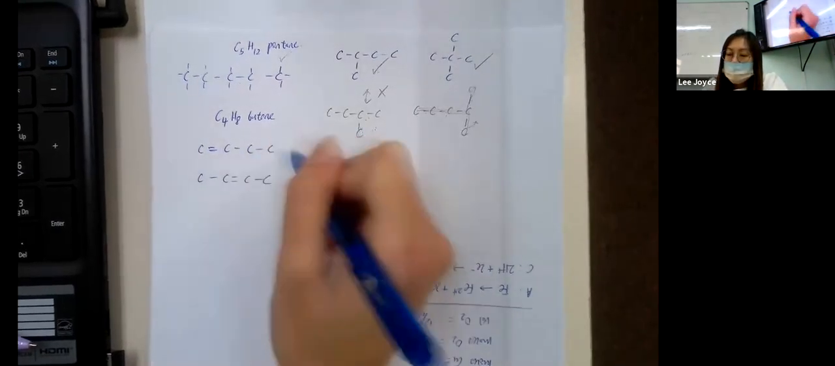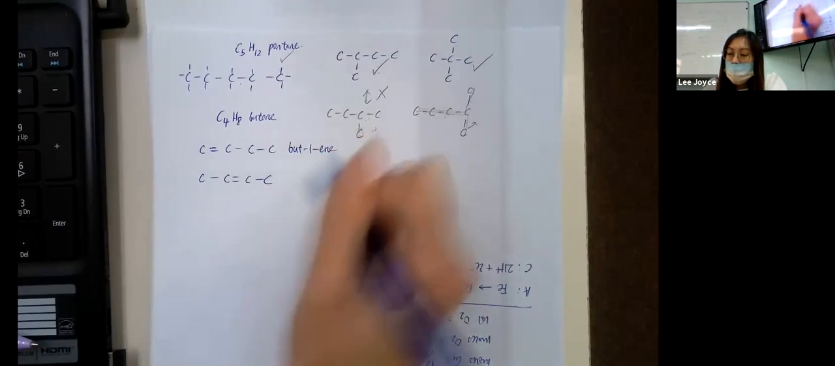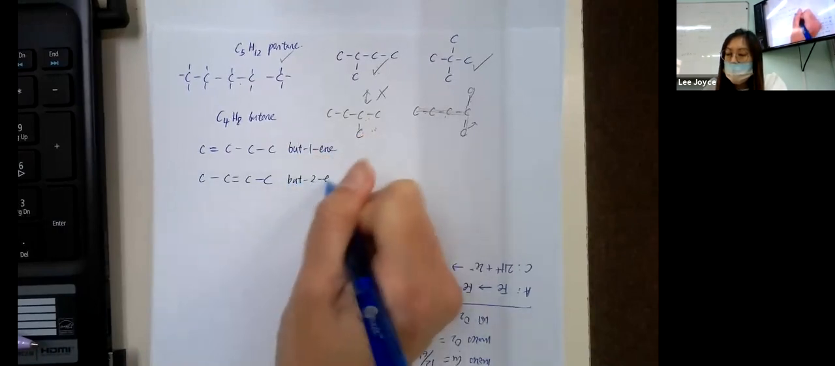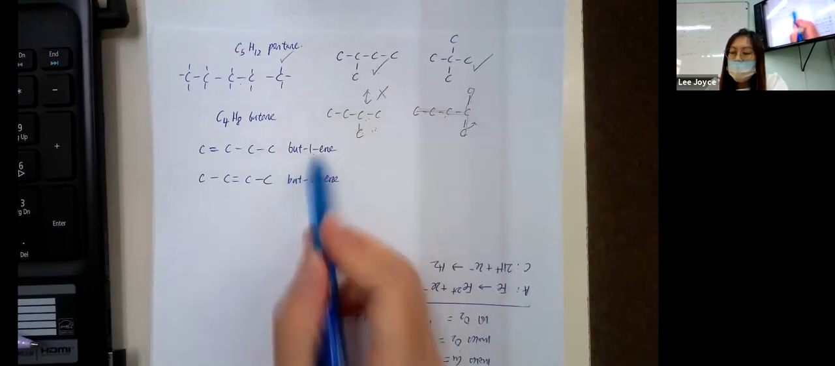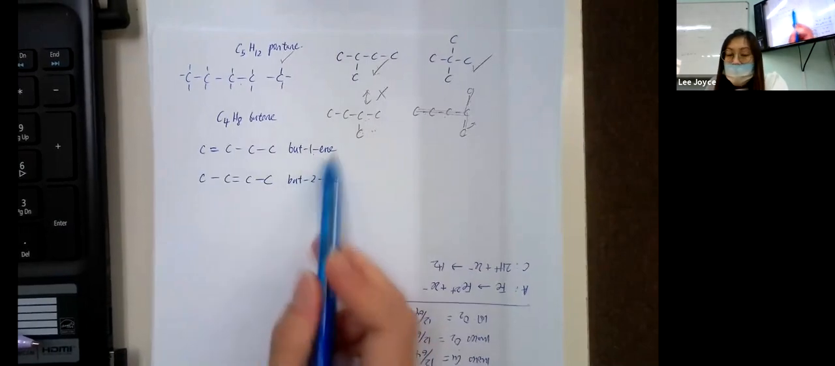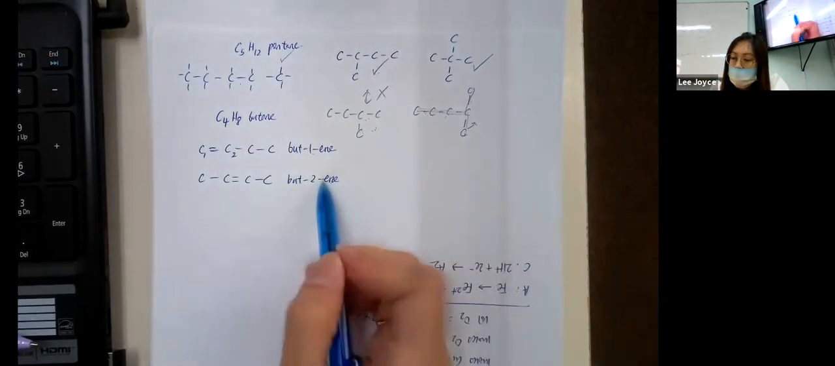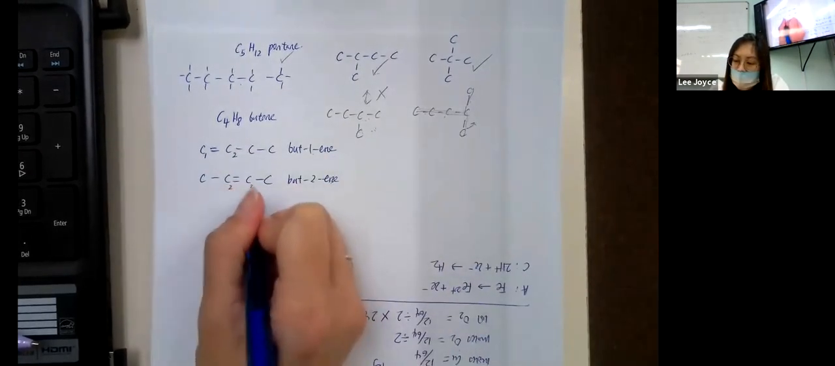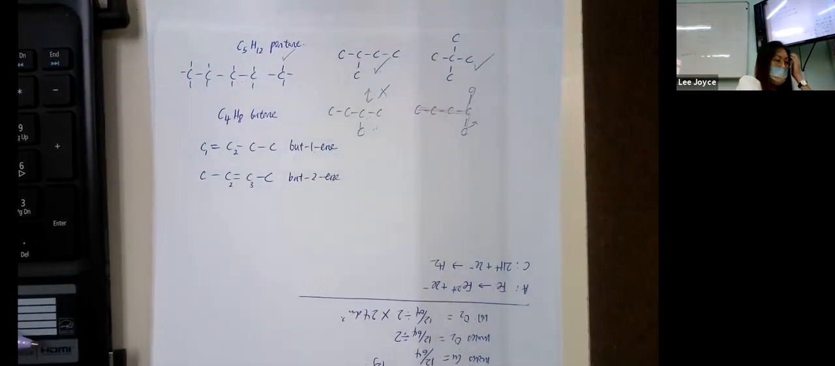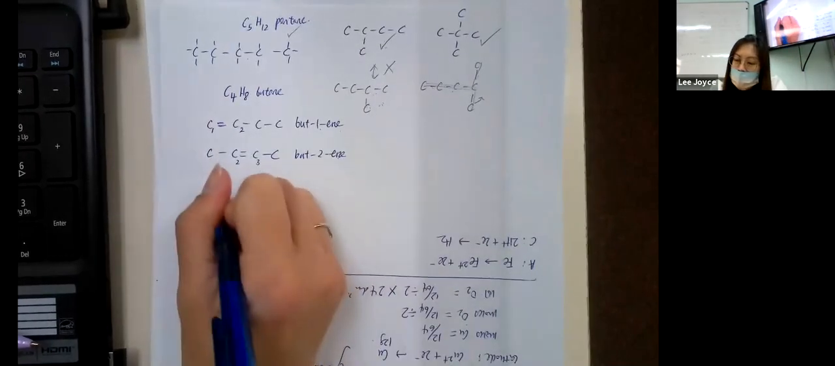For example, we call this but-1-ene. The second one is called but-2-ene. The 1 and the 2 are put in between the names because of the functional group. The ene stands for the functional group of alkene. So 1-ene means that the double bond is on the first and second carbon, whereas 2-ene means that the double bond is on the second and third carbon.